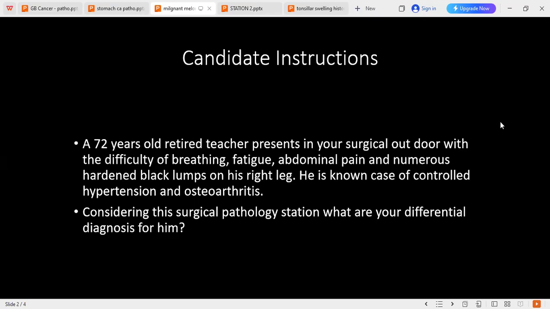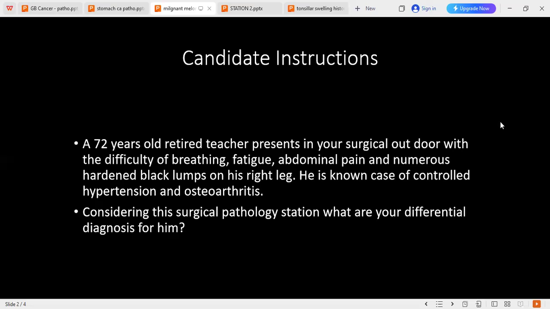Yes, ma'am. Right, so if you've read and understood, considering it surgical pathology station, please tell me what is your provisional and differential diagnosis of this patient? Madam, my provisional diagnosis is metastatic malignant melanoma, and the differentials are squamous cell carcinoma and lymphoma and basal cell carcinoma.